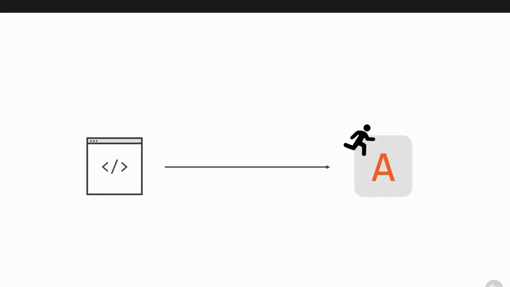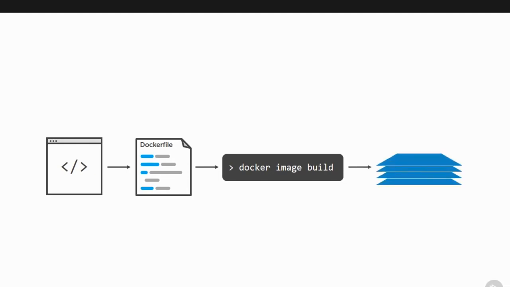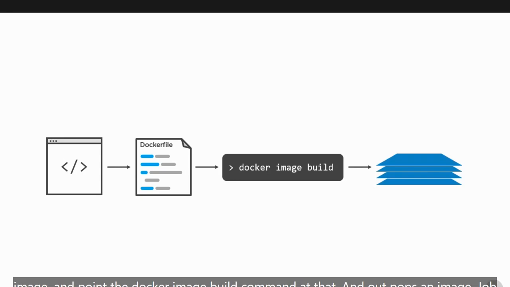Okay, well, the process looks pretty much like this. Here's our app code. To get it into an image, we create a Dockerfile. Details to follow, yeah? But this is basically a list of instructions on how to build an image with our code inside. Well, once we've got the Dockerfile, we use the docker image build command to actually build the image. Then it's obviously easy to start a container from that. But that is the flow. Take your app, write a Dockerfile with some instructions in on how to build an image, and point the docker image build command at that. And out pops an image. Job done. So let's go do it.